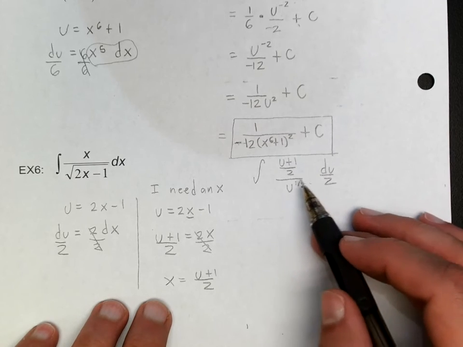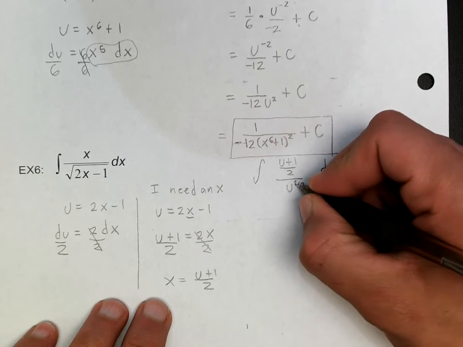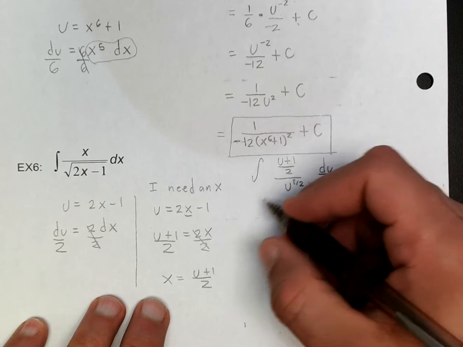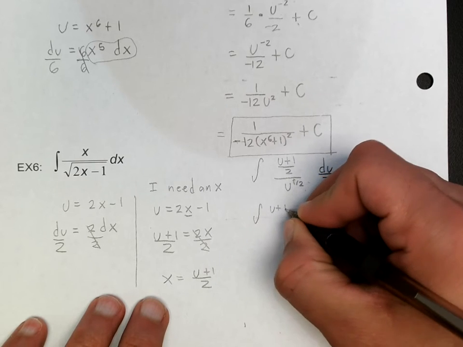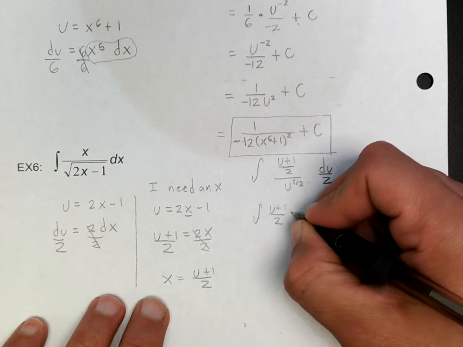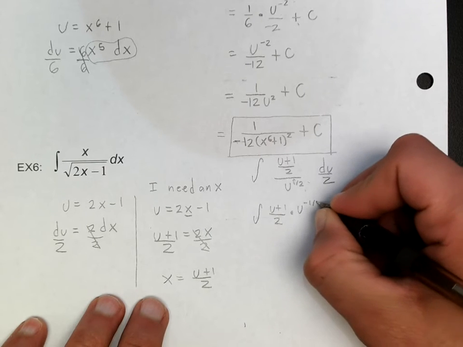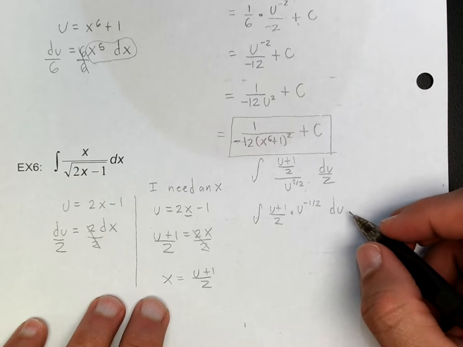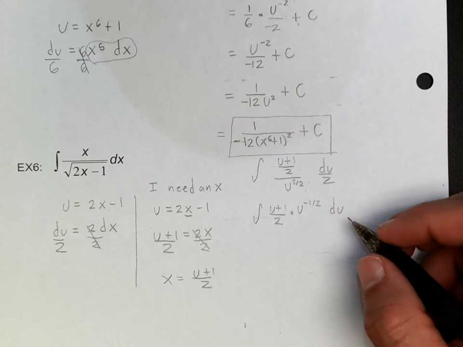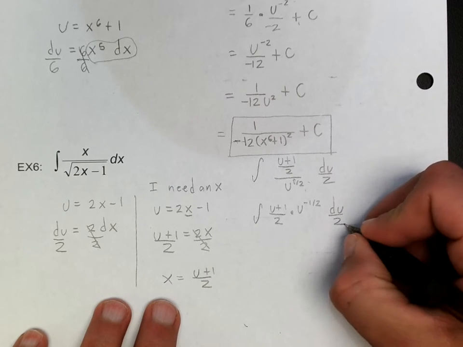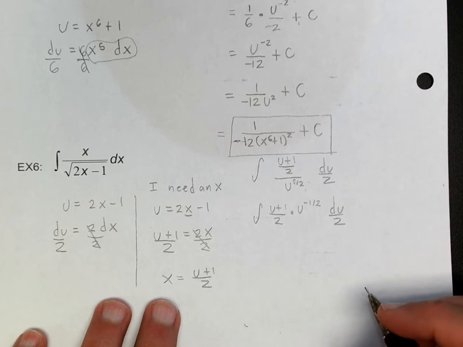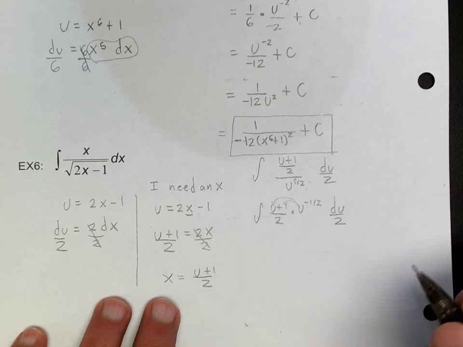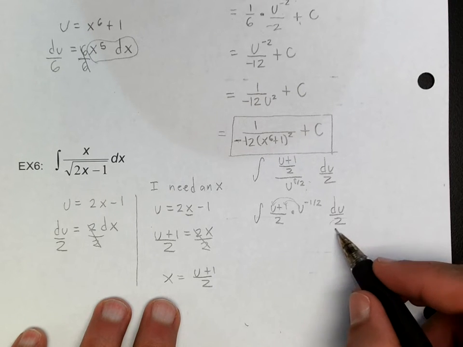If you write it like this, it looks really complicated, but what we can do to simplify this is, if I want to bring this to the top, I'm going to make this negative. So this would be the same thing as having u plus 1 over 2 times u to the negative 1/2 du. And instead of writing du over 2, well, I better not skip any steps. Du over 2. Okay, so now I'm going to distribute this to those two numbers. I'm going to multiply that 2 and that 2 together.